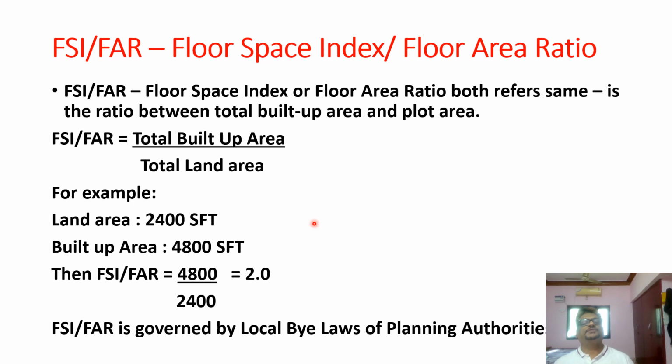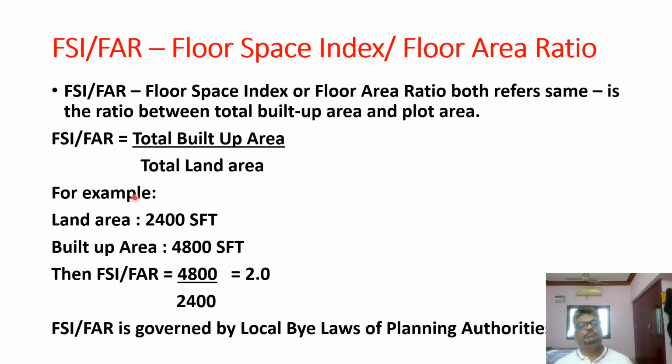FSI, FAR is a very commonly used term, and both are the same. FSI is floor space index and FAR is floor area ratio. The formula for calculating FSI or FAR, when you have a project or a building, is the total built up area divided by the total land area. So that is the FAR. It is a ratio, it is a factor. And this factor FSI is governed by the local bylaws in every place, and this varies slightly from place to place, but more or less it remains the same. It varies from corporation area to municipal area to panchayat areas, but generally the factor will be between 1 FSI to 3 FSI.